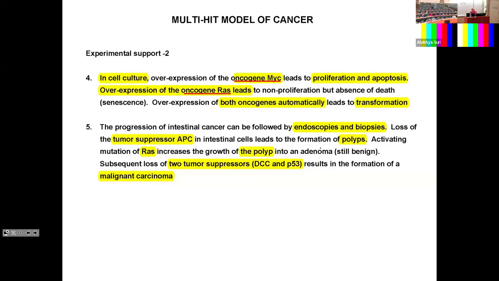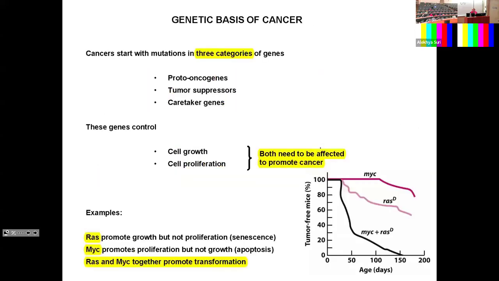These are all examples of how different mutations can be added and how they increase the risk of tumor formation. This is in a graph with three groups of genes. In this case, we have genes that control cell growth and cell proliferation. This simplifies the picture I mentioned before. RAS promotes growth but not proliferation, and MYC promotes proliferation but not growth.